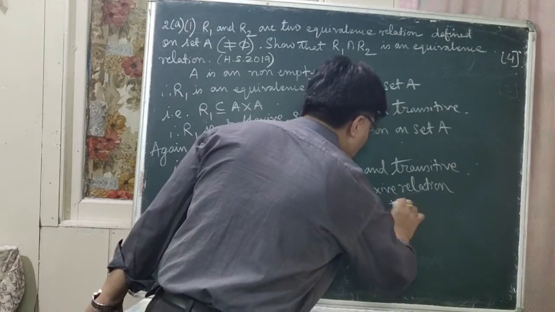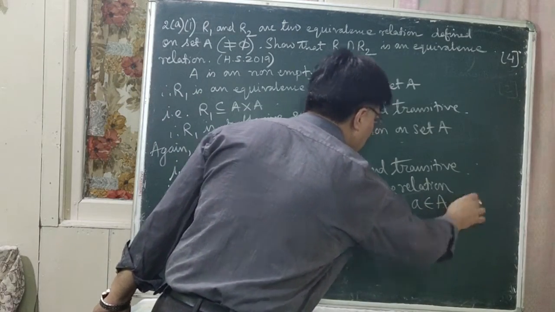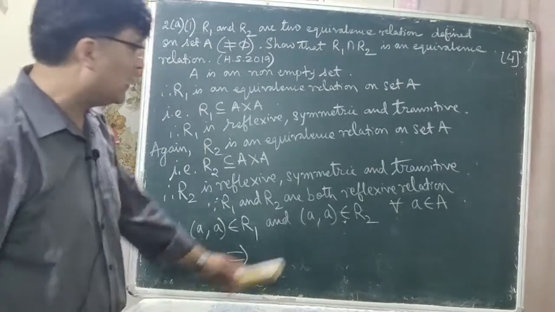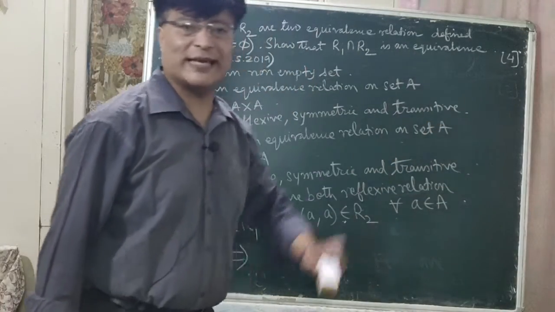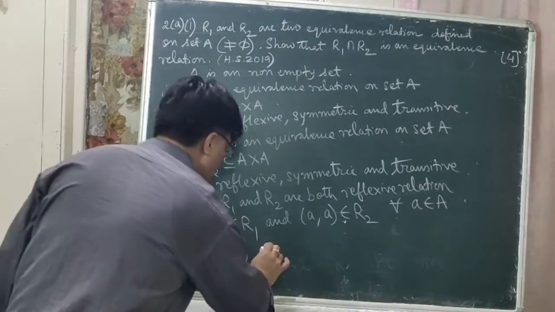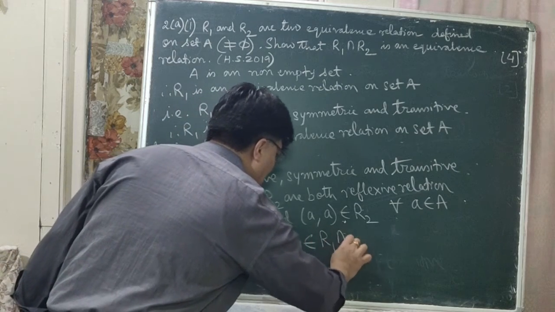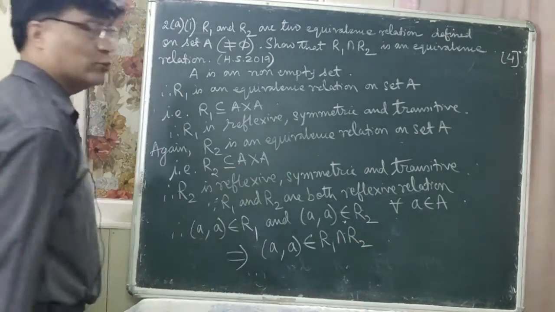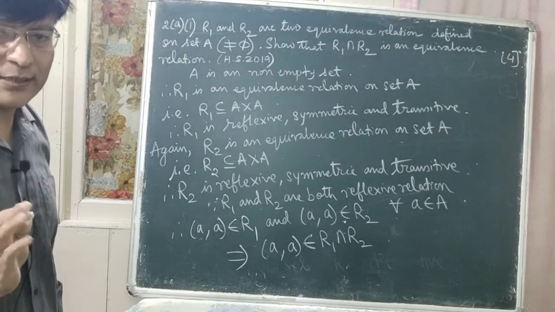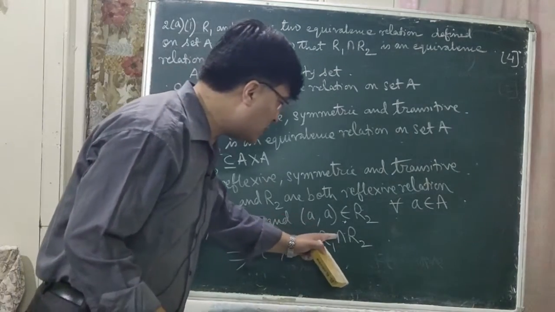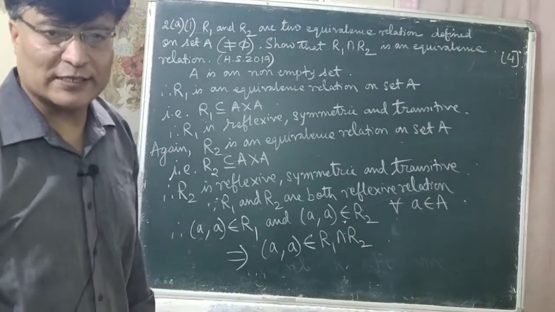For all small a belongs to the set A. Okay? So A comma A should belong to R1 intersection R2. So I think you have understood it. That means R1 intersection R2 is a reflexive relation.